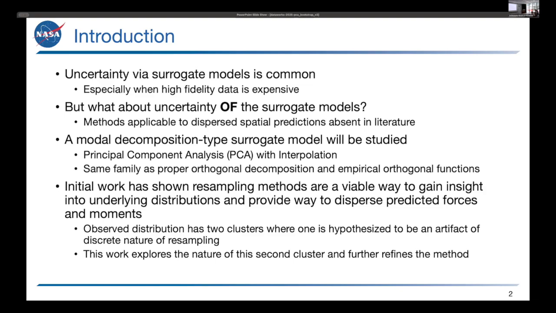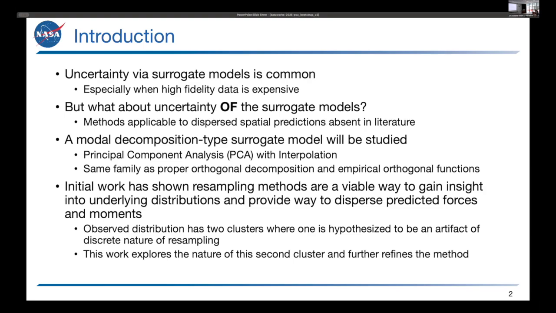For this work, we're going to be using a modal decomposition type surrogate model. In this case, principal component analysis with interpolation. Same general idea as proper orthogonal decomposition and empirical orthogonal functions. I showed some initial work at AIAA SciTech in January, and that showed that these resampling methods do give us insight into the underlying distributions of what's going on. Then we can fit a model to those distributions, and we can predict distributed forces and moments.